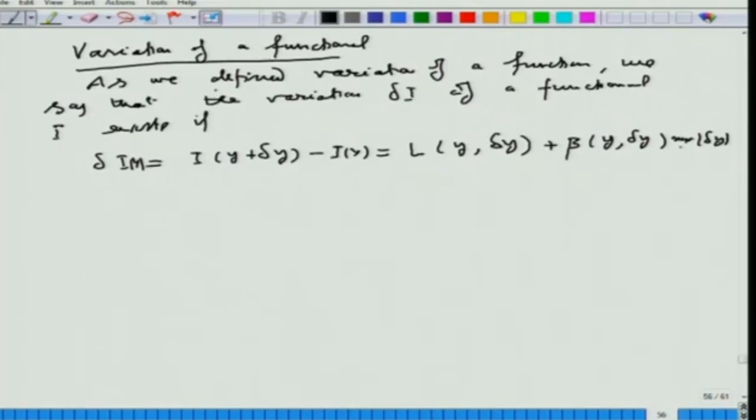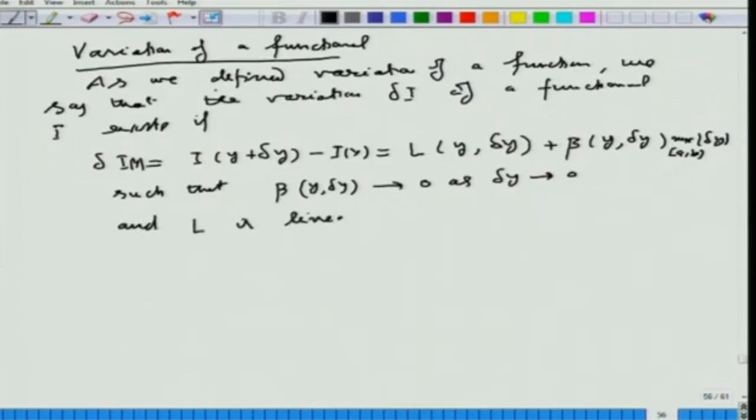This maximum is taken over the interval a b where I is defined, such that this beta y comma delta y tends to 0 as delta y tends to 0, and this L is linear in delta y. We will call this 7.1.